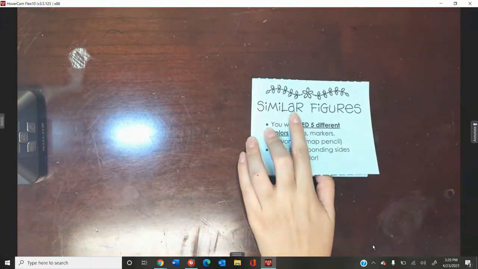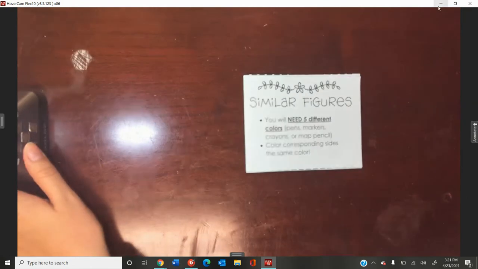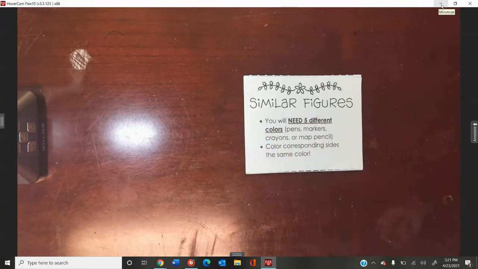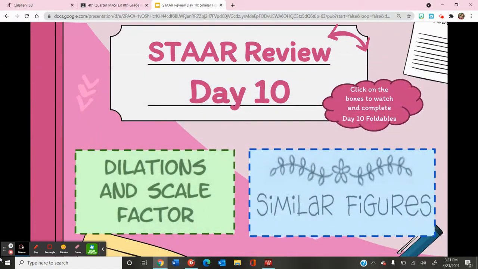And again, what are similar figures? Similar figures are the same shape, but a different size. That's all it means. So basically, we're going to look at similar figures, and we're going to look at the different sides, and we can set up a proportion to figure out the lengths of missing sides. So that being said, let's go ahead and get into similar figures.